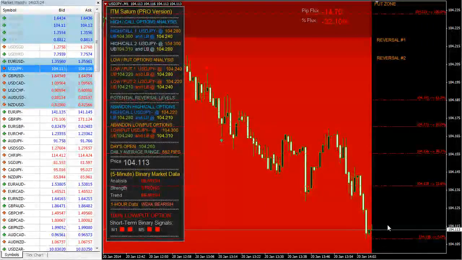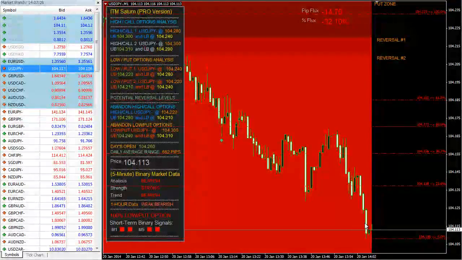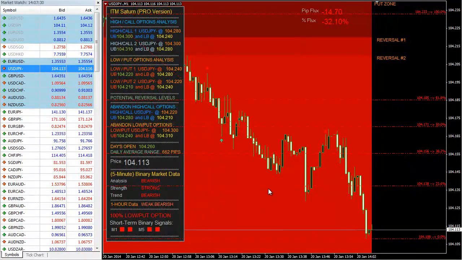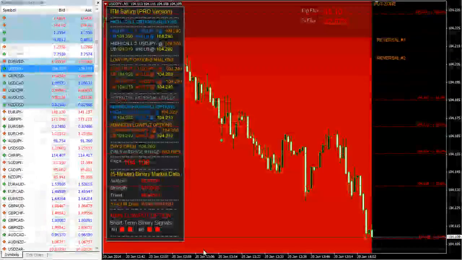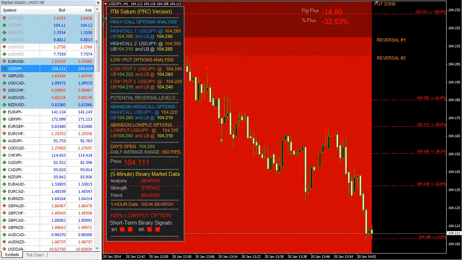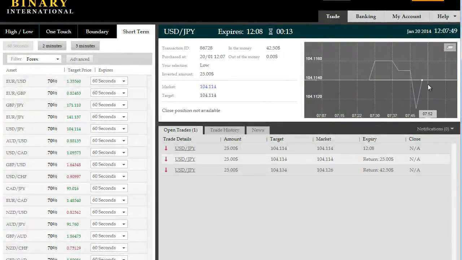It looks like the platform detected a small pip difference in our favor. That last trade, which I said was flatlining, has actually expired in the money for us, so that is a $25 return on that particular trade as well. So we're now on another trade on the US dollar Japanese yen. We have 20 seconds left to expiry, and looks like bearish momentum is picking up again, so it's likely that we'll be expiring in the money on this trade.